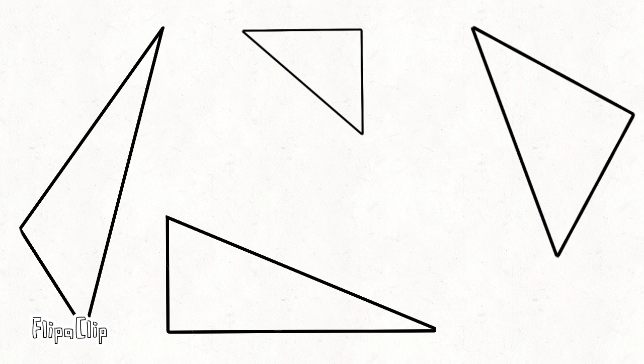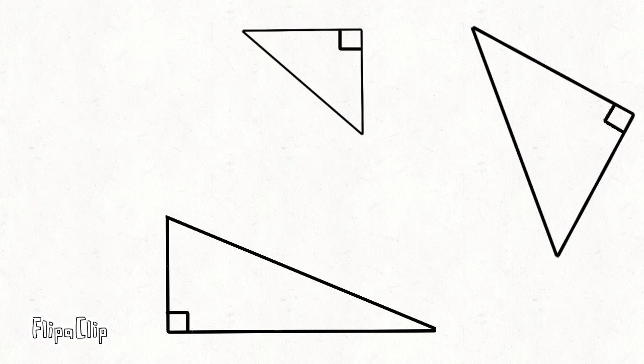Welcome back, viewers. So today we'll be discussing triangles, more particularly right angle triangles. To draw a right angle triangle, we can use a notebook. We can use the intersection of the margin line and any horizontal line because these lines are perpendicular lines. So at the intersection, we'll have a right angle.